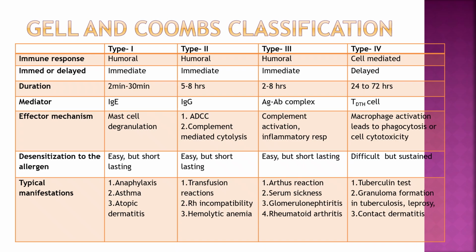The human immune response in type 1 is humoral, type 2 humoral, type 3 humoral, and type 4 cell mediated. Type 1 is immediate, type 2 immediate, type 3 immediate, and type 4 delayed. Duration in type 1 is 2 minutes to 30 minutes, type 2 is 5 to 8 hours, type 3 is 2 to 8 hours, and type 4 is 24 to 72 hours. Mediator: type 1 IgE, type 2 IgG, type 3 antigen-antibody complex, type 4 TDTH cell.